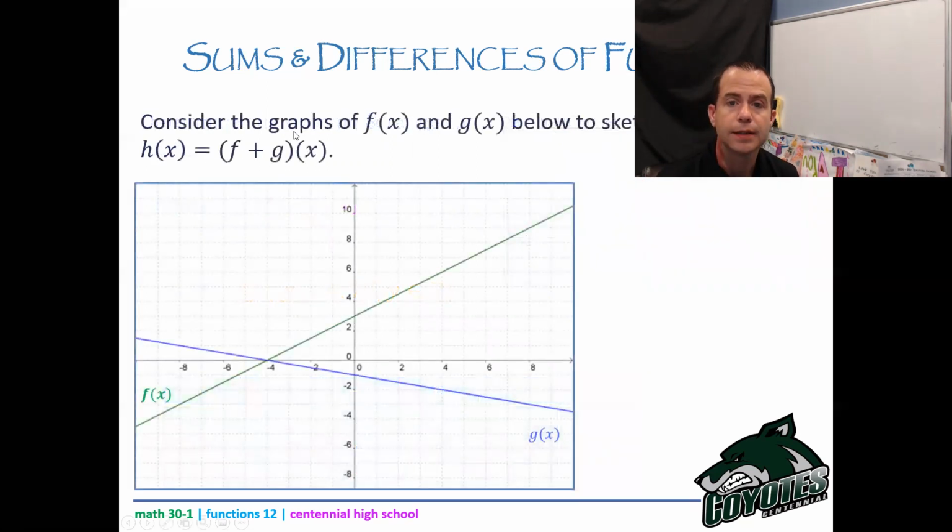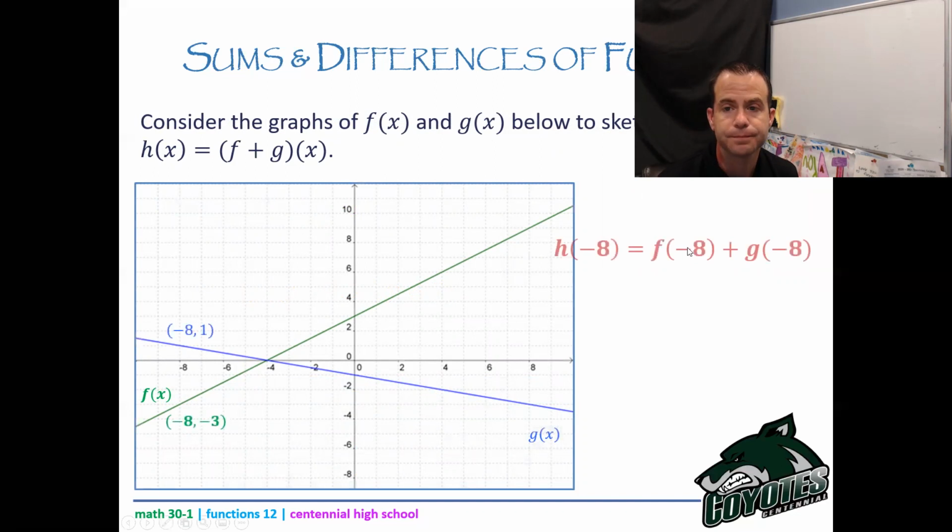Okay, consider the graph of f of x and g of x below to sketch the graph of h of x equals f plus g of x. Well, we're going to do the same thing. We have two lines. We are going to keep x the same, look at the y values, add them together, and create the new y value.